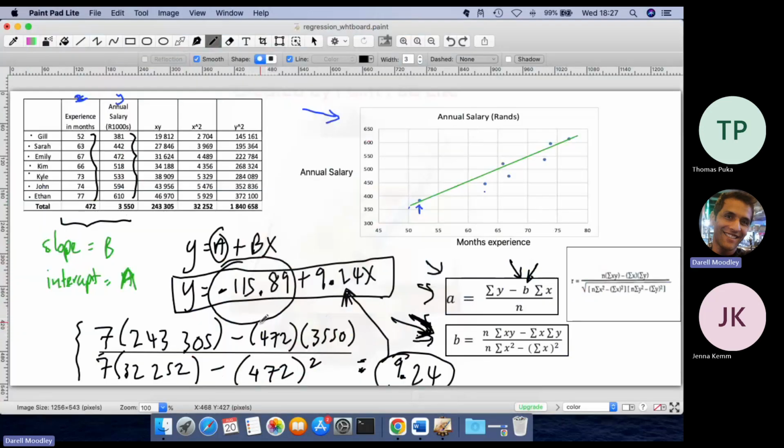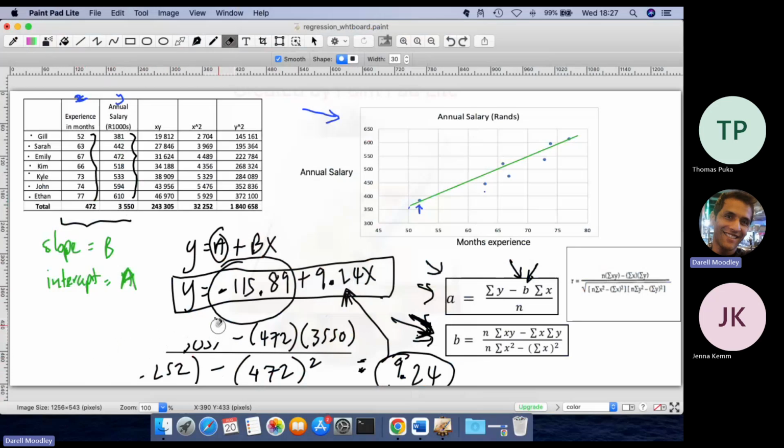Now we've got this equation. Now let's use it. Let's use it to make estimates, because that's what the whole idea of this section is about. It was to use that straight line to make estimates. I'm just going to clean up the board a bit.